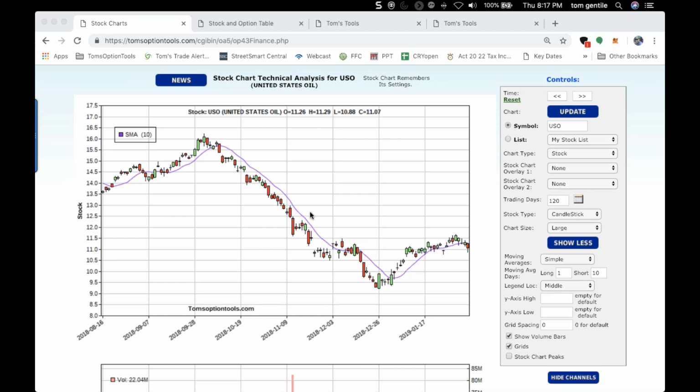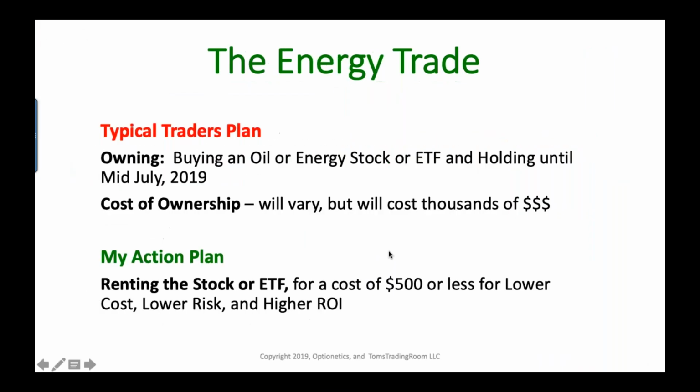So the thing we need to ask ourselves is, you know, how do we trade this? So the energy trade, a typical trader's plan that actually knows this, may just say, oh, I'm going to buy some oil or energy stocks or ETFs, and I'm going to hold them until mid-July.